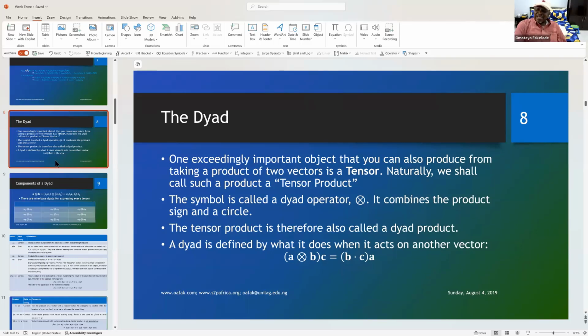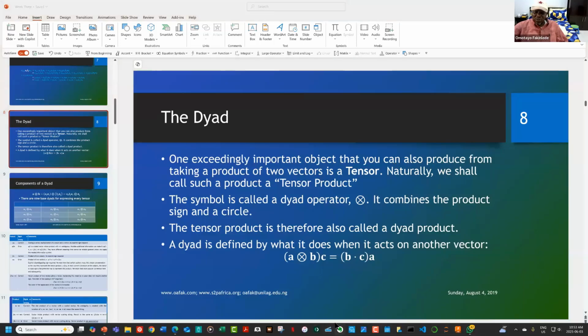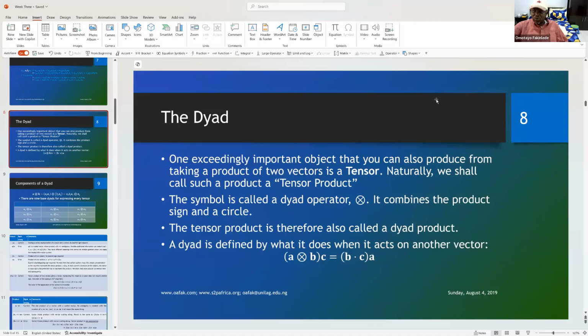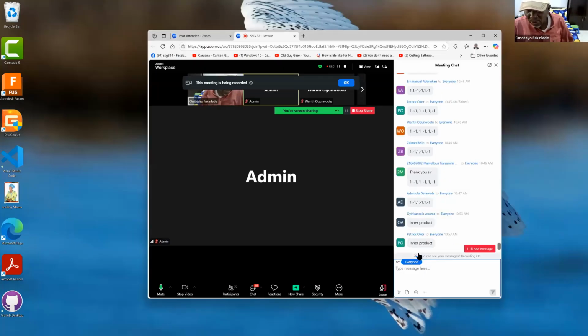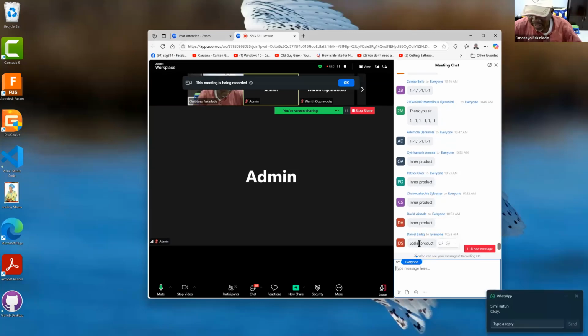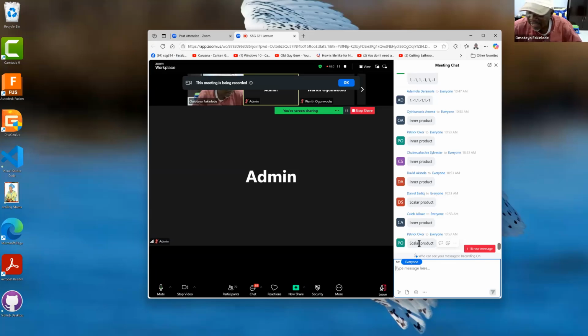But you remember, the other products had aliases. What other thing do you call the dot product? Go back to the chat room and tell me, what else do you call the dot product? Okay, you call the dot product inner product. What else? Scalar product. You call it dot product, inner product, scalar product. You are correct. Now, what do you call the cross product?